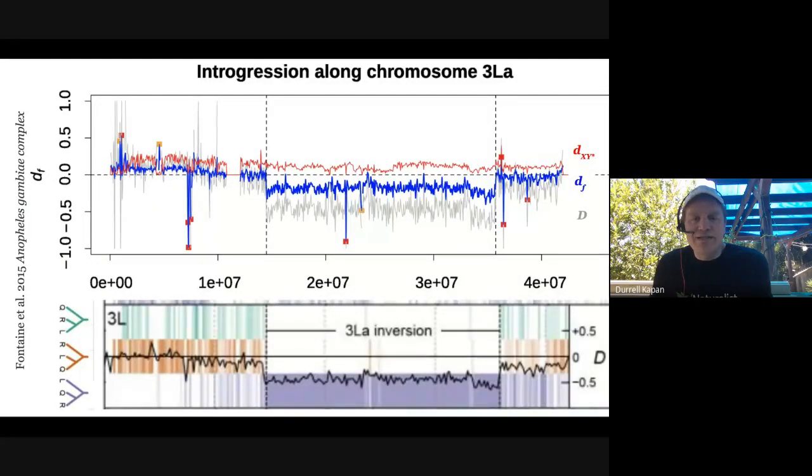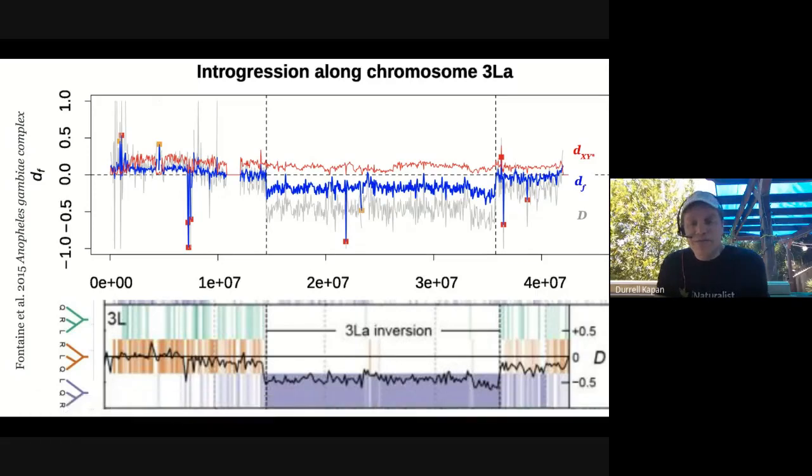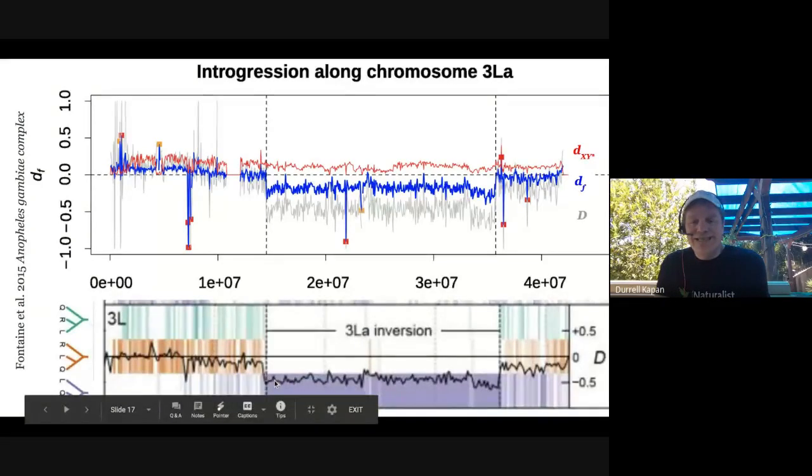How does it work in practice? This is a bit of a confusing graphic, so let me go over it. If we use this Fontaine et al. Anopheles gambiae VCF, which you can download from the internet, we wanted to look at this interesting chromosome inversion along the 3La chromosome. Their Science paper examination of this is on the bottom. And they show Patterson's D being significantly negative in this purplish blue color. And it's basically across the inversion.